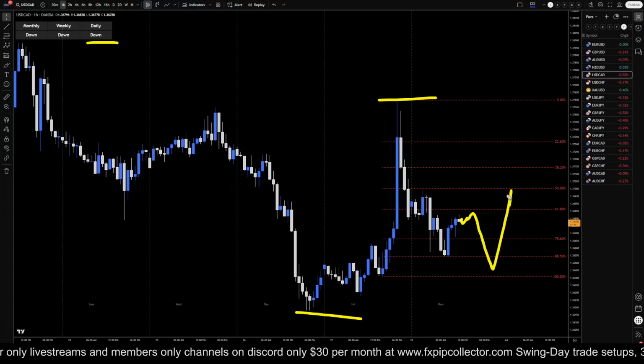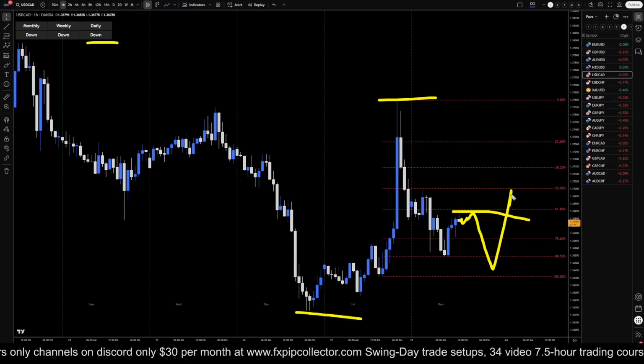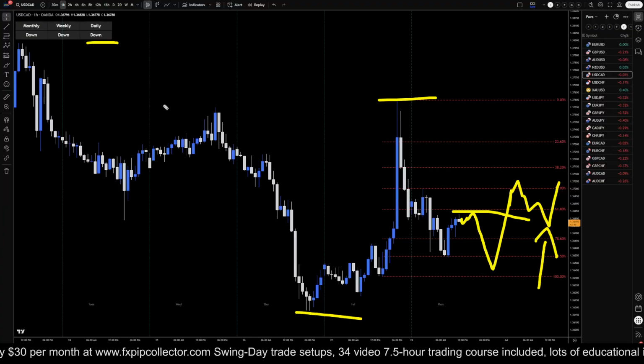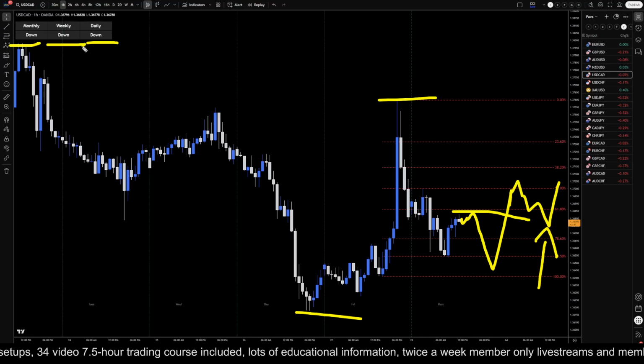And if the daily does turn up and we see a nice break of structure to the upside on the 1 hour, then after the break of structure is where I would start looking for longs potentially for a nice push up. But I definitely would be very cautious. I am definitely still recommending shorts because the trend is down on the monthly, down on the weekly, and down on the daily.